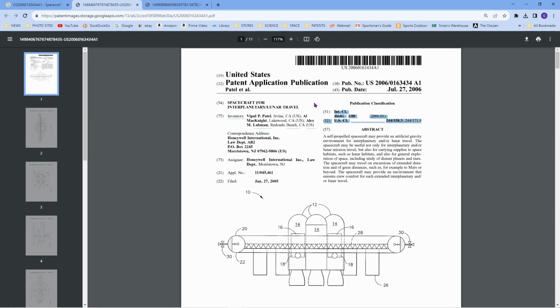Now, to get a publication like this, you have to file a non-provisional patent application. And you can tell an application from a patent itself because it will start with the year that the application was filed. And then you have an actual application number that goes along with that year.